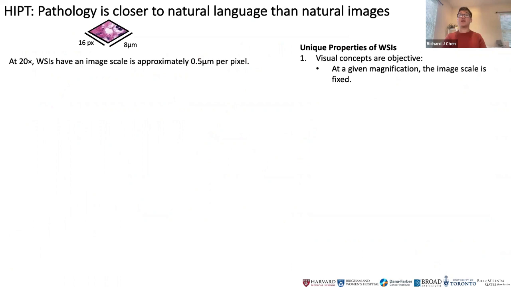So for 20x, the approximate resolution is 0.5 microns per pixel. I think what this means, broadly, for future work in pathology is that perhaps we don't need to learn things such as scale invariance, because the scales don't change at a given magnification.